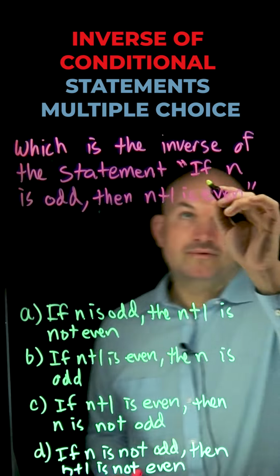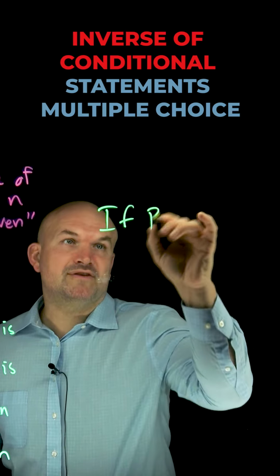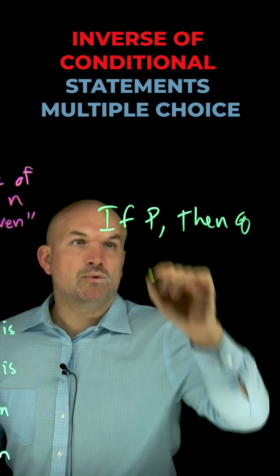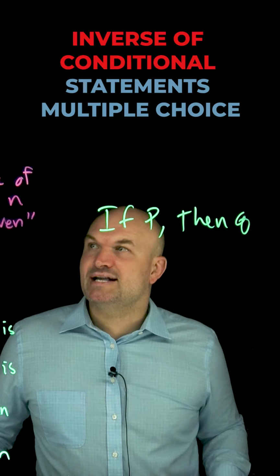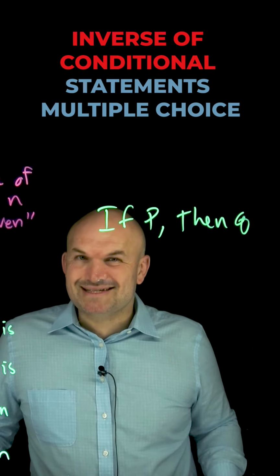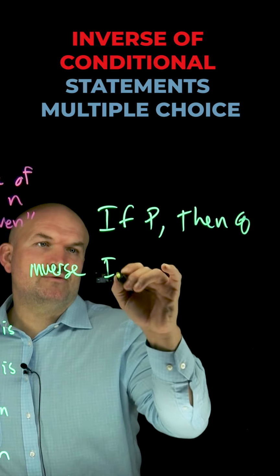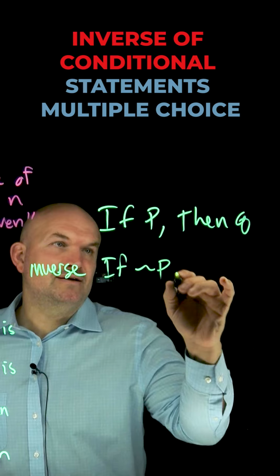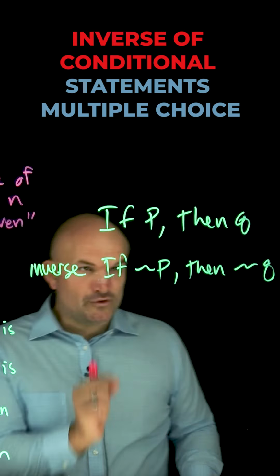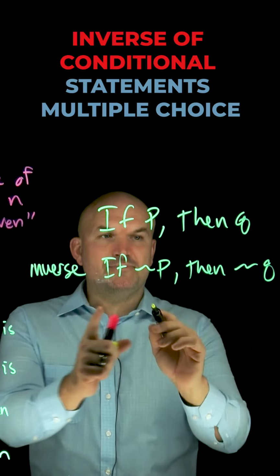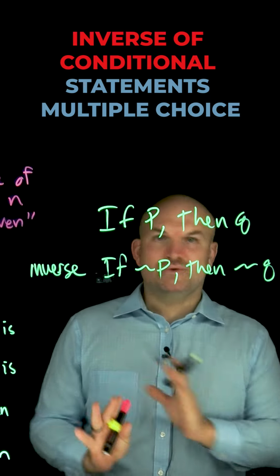So, quick little review. This is what we call a conditional statement. Conditional statements can be written in the form of if P, then Q, where P represents our hypothesis and Q represents our conclusion. It's important to remember, to solve this problem, what exactly the inverse is. The inverse can be written in the form of if not P, then not Q. The key thing is looking for that word not. So we're basically looking for the opposite of P and the opposite of Q. However, we're not swapping them or changing them or anything like that.